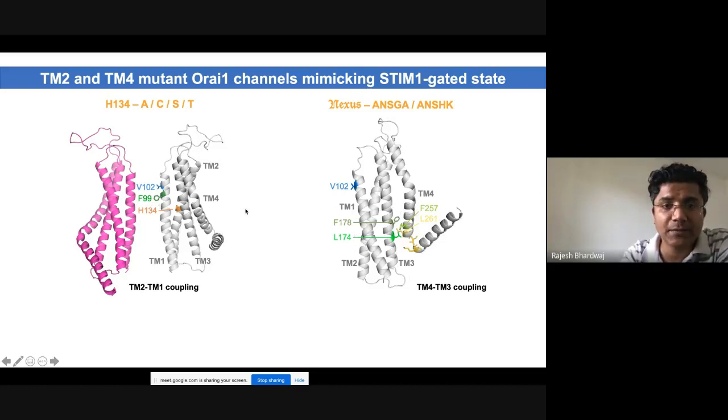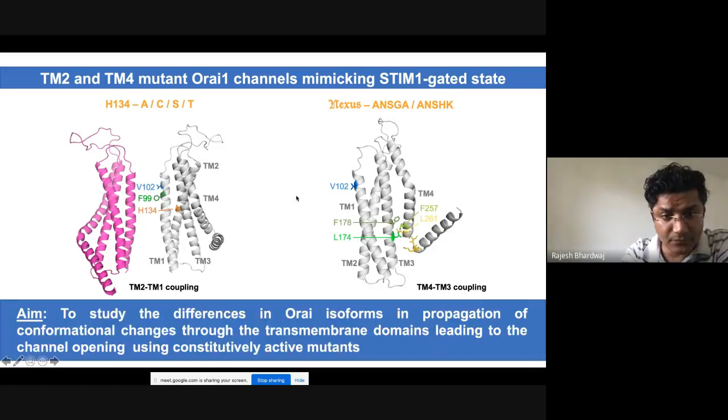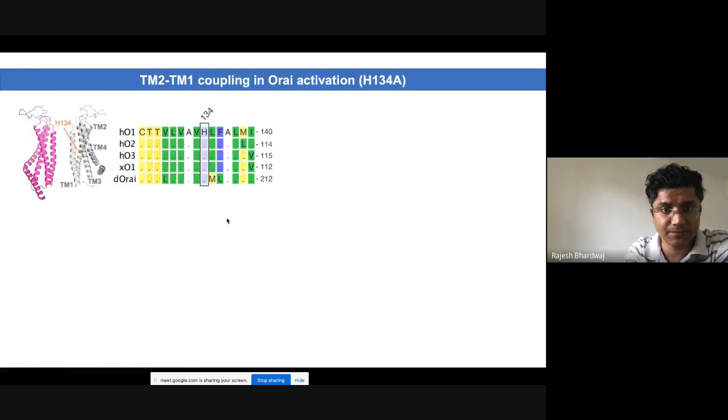So what you will see in my presentation is using these two ORI1 mutant channels that mimic the STIM1 gated state. I ask the following question: whether there are any differences in ORI isoforms in propagation of these conformational changes through the transmembrane domains that lead to the opening of the channel. So basically, as you can imagine, I made these mutants in ORI2 and ORI3 isoforms.